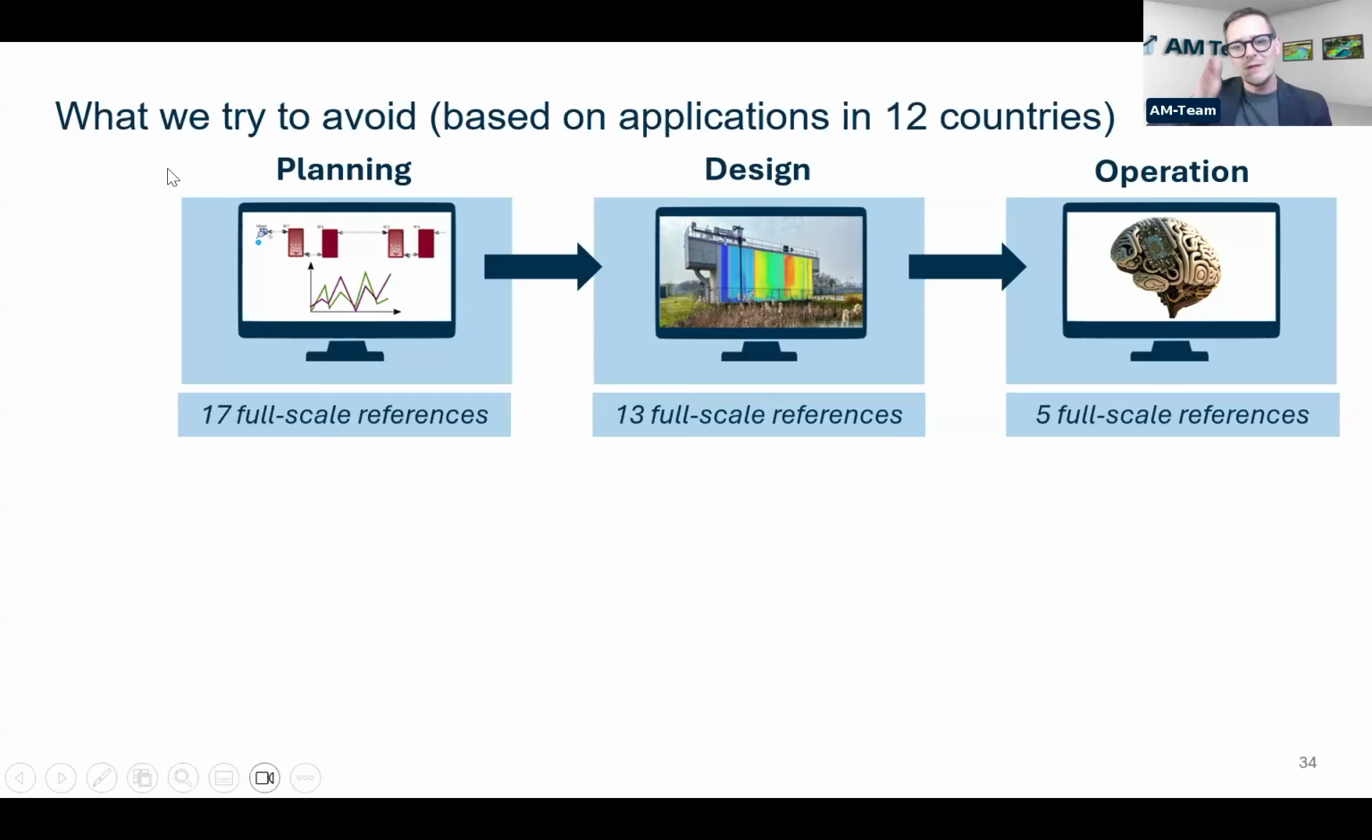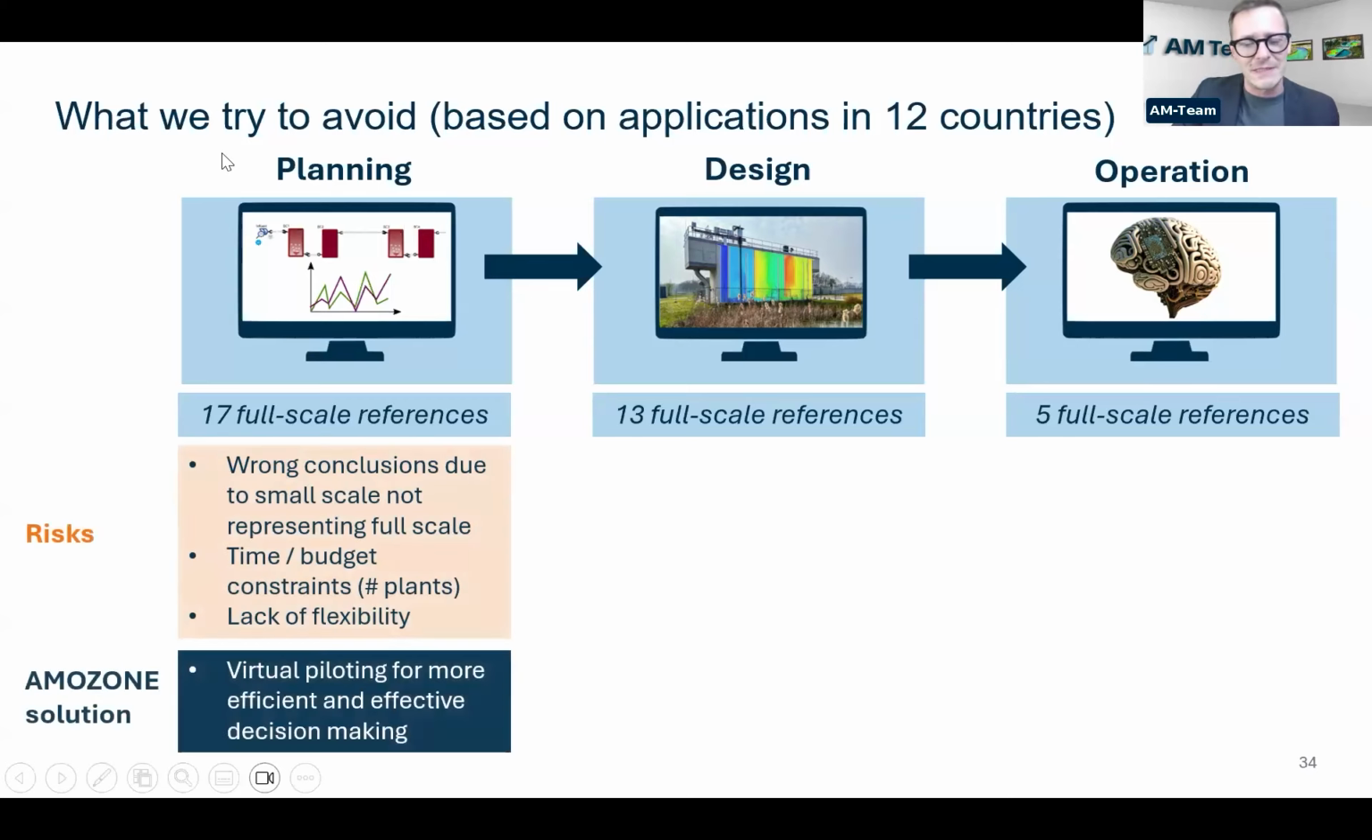So based on these 3 stages, what are the key lessons that we have seen or can learn? In the planning stage, what we have seen is that quite a bit in the past 10 years, wrong conclusions were made with regard to full-scale performance because of smaller-scale results, either lab scale or pilot scale, that were not representative of the full scale. Because it is not so easy to have representative small-scale testing of these types of technologies.